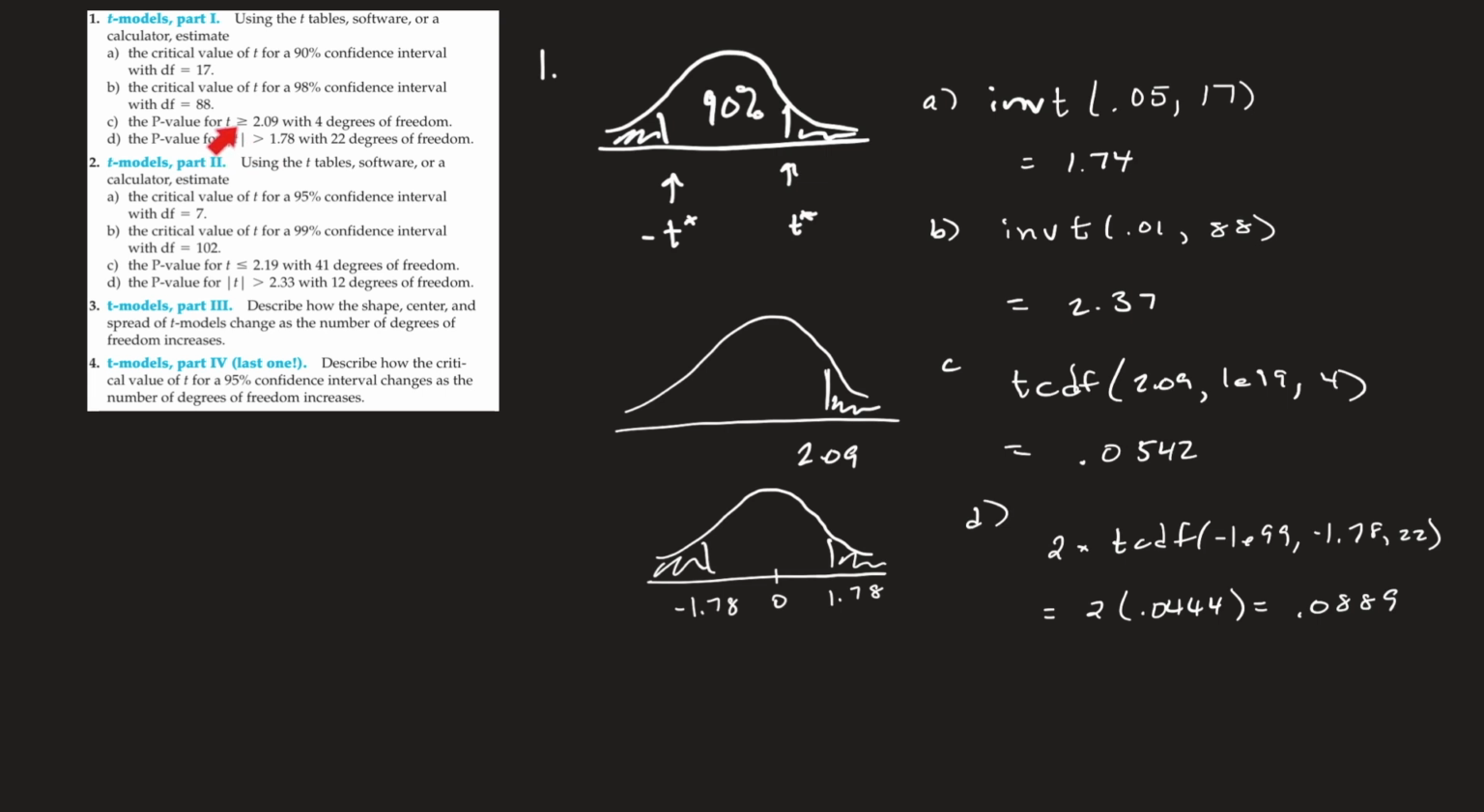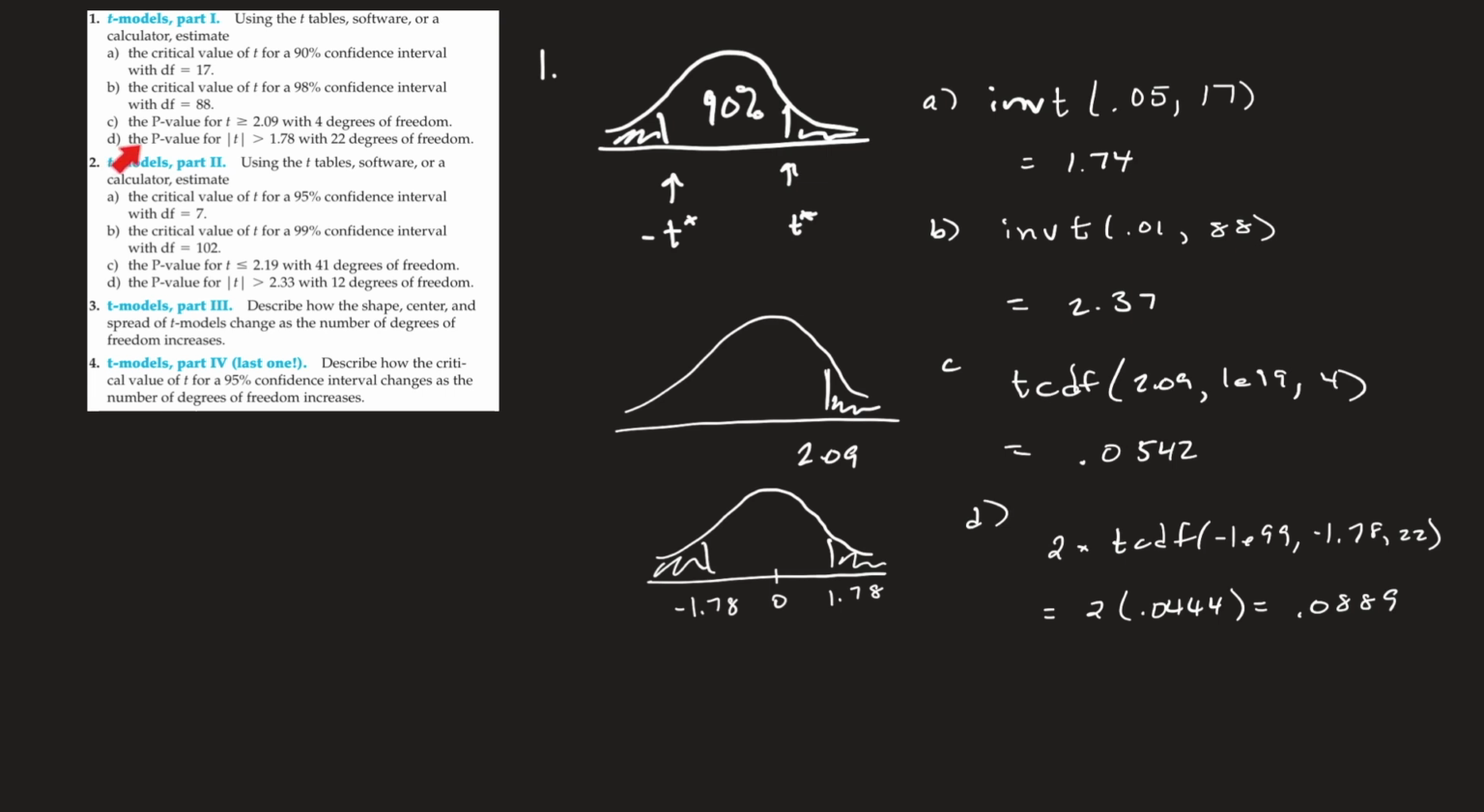Here we're going greater than 2.09. If I draw the curve out like this, we're going to label that critical number 2.09. That's the t-score, and I want the area above that value when we have 4 degrees of freedom. So set that up just like this. We have T-CDF, 2.09, 1E99, and then 4. Do that, and it tells you it's 0.0542.